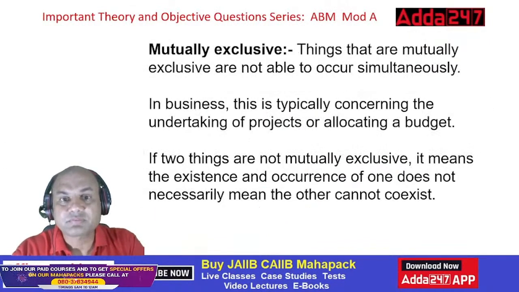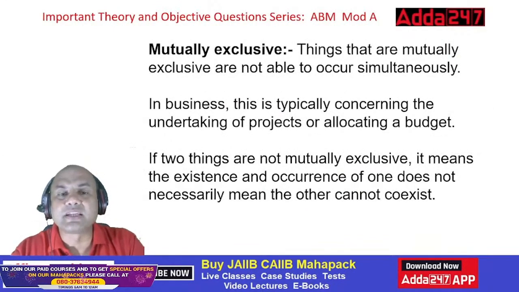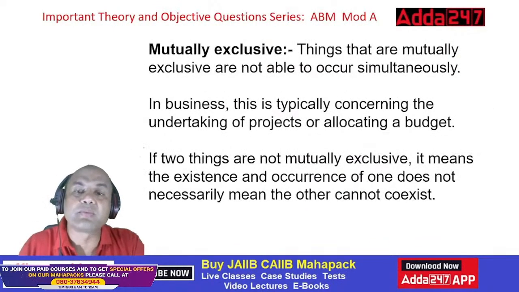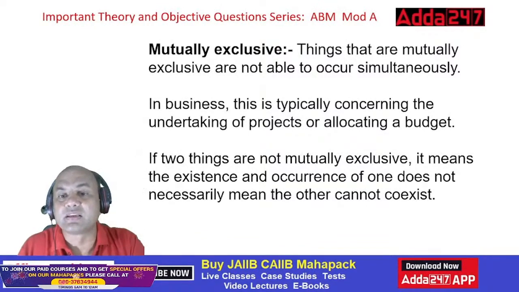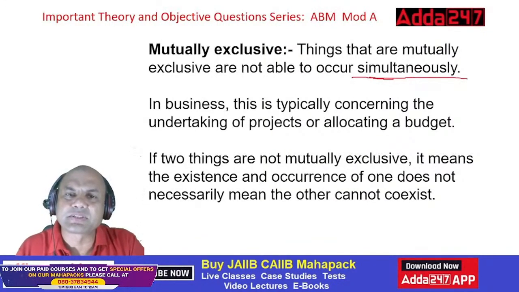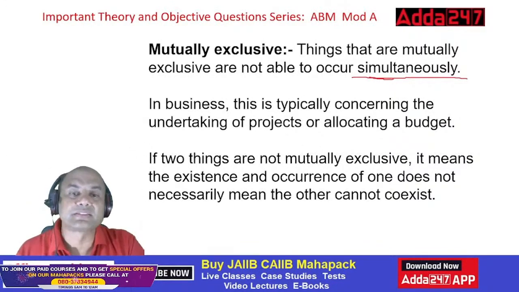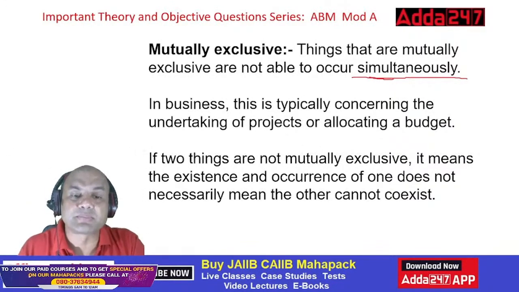Mutually exclusive. What does exclusive mean? Things that are mutually exclusive are not able to occur simultaneously. What do you mean by this? Not able to occur simultaneously means at one time they will never occur. Give me one example from your side which will not occur simultaneously.